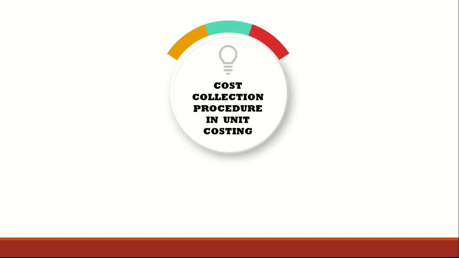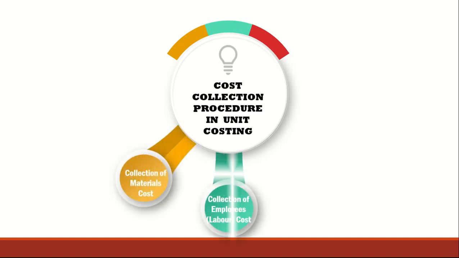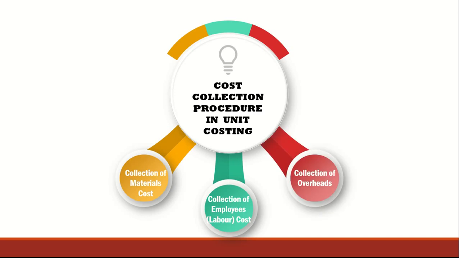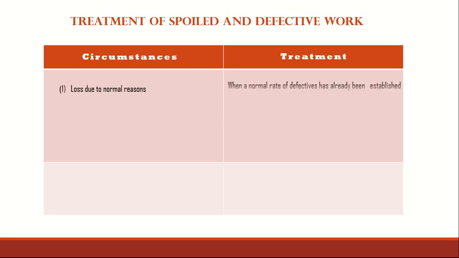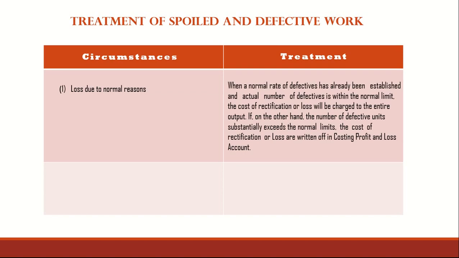Cost collection procedure in unit costing. Collection of materials cost. Collection of employees' labor cost. Collection of overheads. Treatment of spoiled and defective work. 1. Loss due to normal reasons. When a normal rate of defectives has already been established and the actual number of defectives is within the normal limit, the cost of rectification or loss will be charged to the entire output. If, on the other hand, the number of defective units substantially exceeds the normal limits, the cost of rectification or loss is written off in the costing profit and loss account.